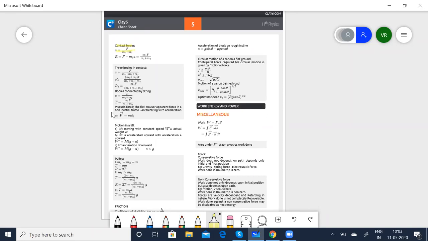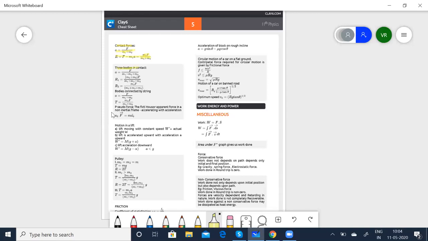So two bodies are in contact. Let the masses be m1 and m2. So what will be the acceleration? It is nothing but a is equal to F by m. Now here the total mass is m1 plus m2. So a is equal to F by (m1 plus m2). And what is going to be R, the resultant? R is the reaction. The reaction is F minus m1a, which is equal to m2F by (m1 plus m2). Okay, so these are the formulae which you have to remember when the bodies are in contact. These formulae come under the contact forces.